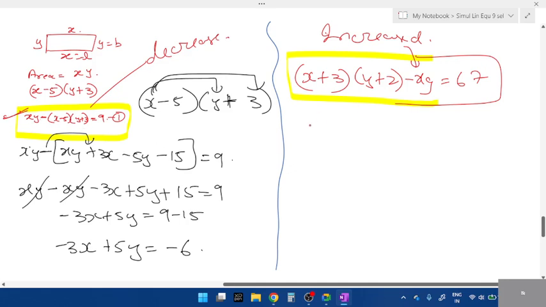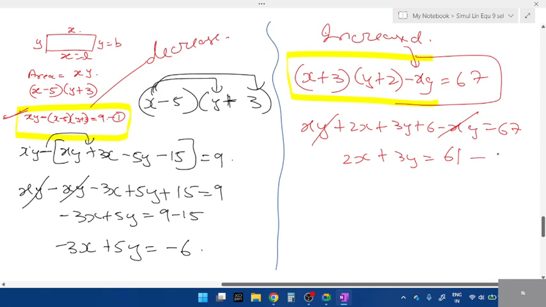Now when you open the bracket here, what do you get? xy plus 2x plus 3y plus 6 minus xy is equal to 67. These two get cancelled. 2x plus 3y is equal to 67 minus 6, the 6 goes to the other side. Make a note of this: if area is decreased, xy should be first. If area is increased, xy should be in the last.